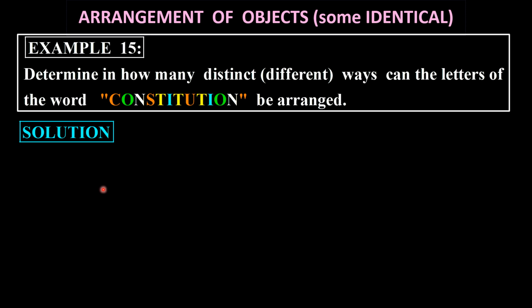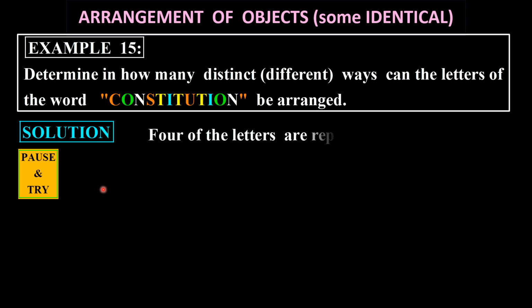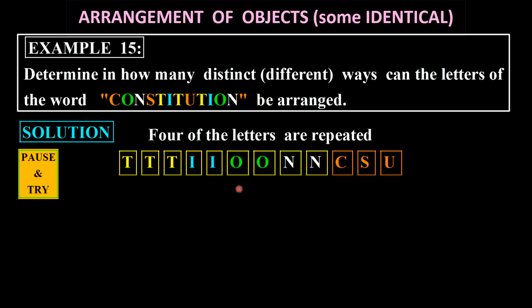Now let's look at the solution. As you can see, there are 4 of the letters that are repeated. There's the T, there are 3 of them, there are 2 I's, 2 O's and 2 N's, and the letters C, S, and U are not repeated. There are 12 letters altogether. So if they were all different, we could arrange them in 12 factorial ways. Very good, 12 factorial ways.